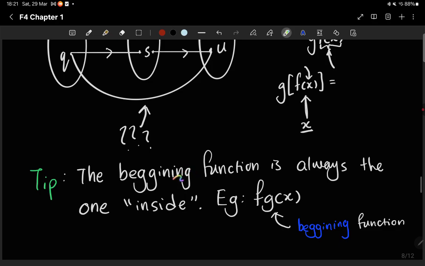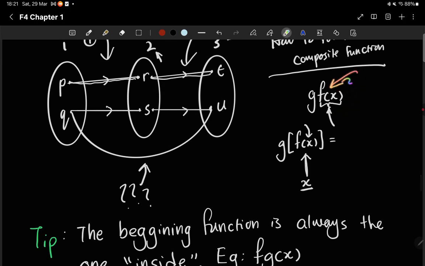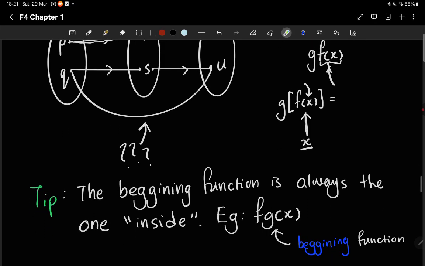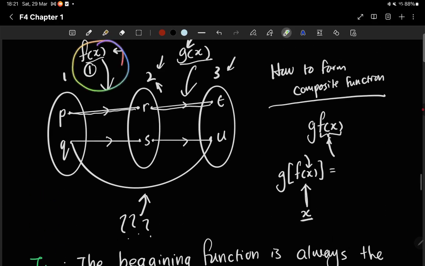A little tip is that the beginning function is always the one inside. And what I mean by inside is over here. As you can see, we have g of f(x). The one inside of this whole expression is always the first function. Sorry, I made a mistake here. As you can see, the f of x here is the first function. So this will be our beginning function, the function which starts the entire reaction, the entire flow.